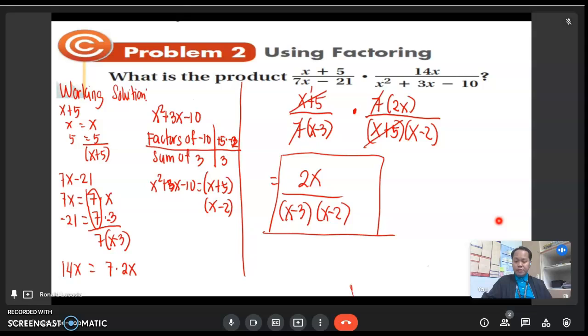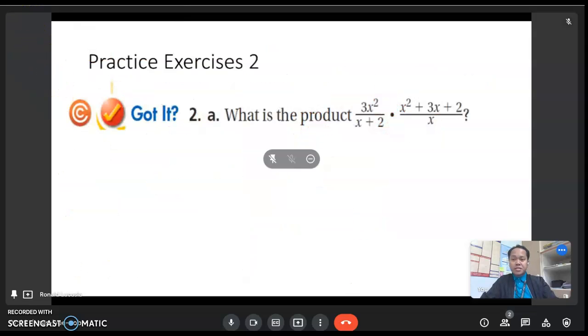So try to answer practice exercise number 2.